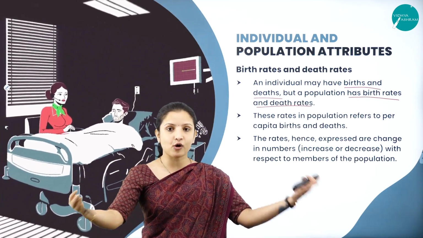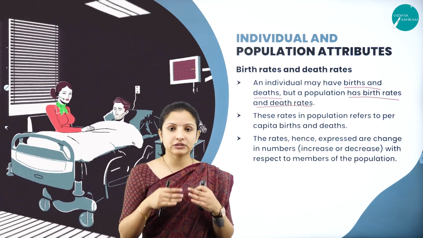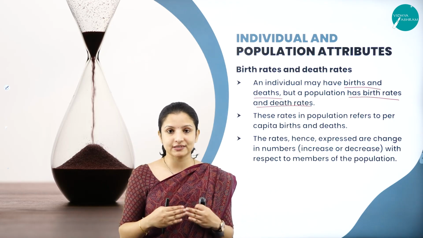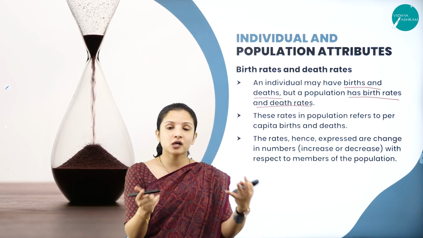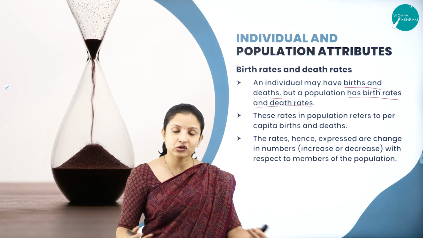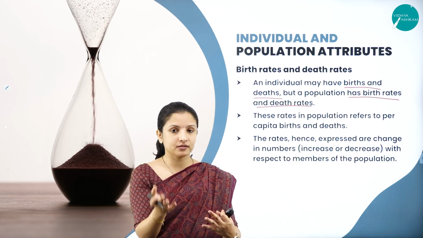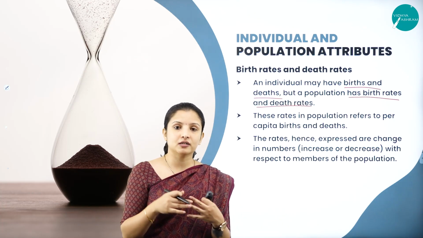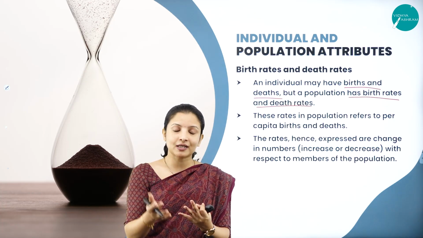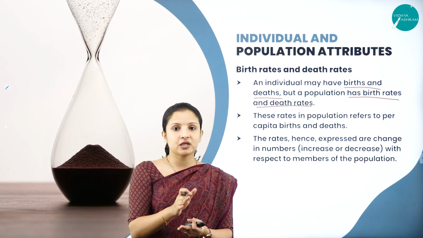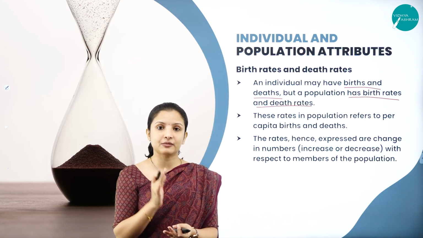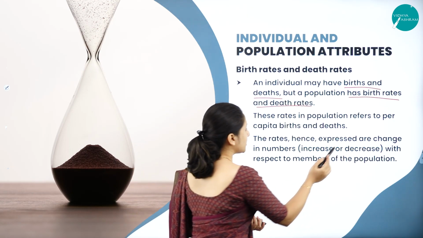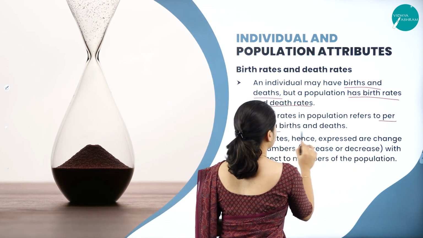But when talking about a population, we cannot use the term birth and death. Why? Because we're talking about a group of individuals in that particular population, right? A group. So we'll calculate altogether how many births have occurred. That is the birth rate we need to calculate. Altogether how many deaths have occurred. So in a population, in order to understand how much decline in the population has occurred and how much increase in the population has occurred. And these rates in a population are usually considered as per capita births and deaths.